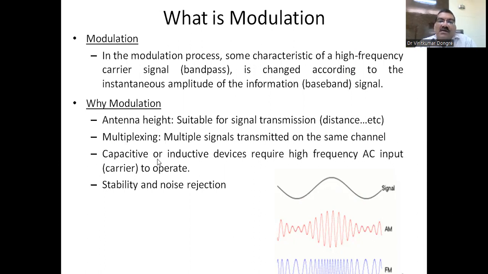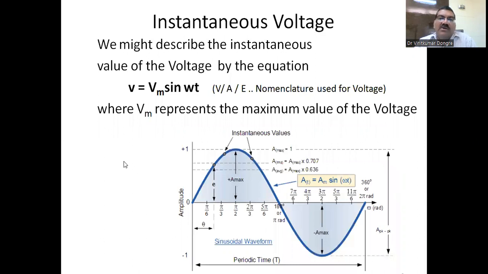Then, whatever the capacitive or inductive devices require high frequencies. So here we are using the high frequency signal, and it is suitable for the noise rejection. The noise which is generated in nature is comparatively in a low frequency. And if we use the high frequency, it may not affect the high frequency signal. So this is the modulation and need of modulation, what we are doing.